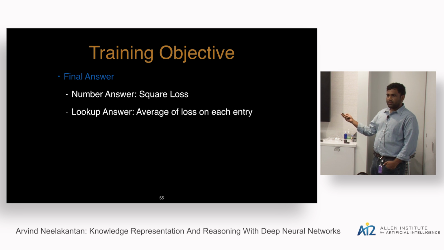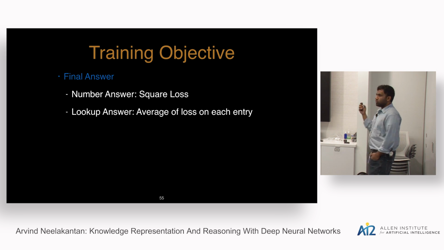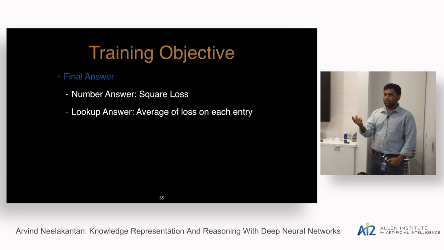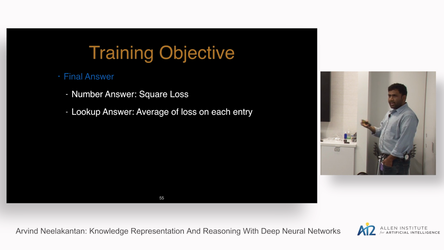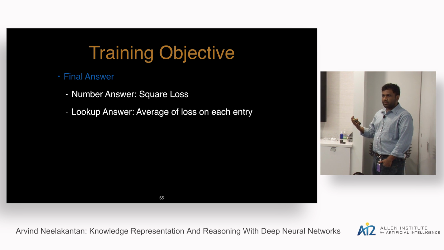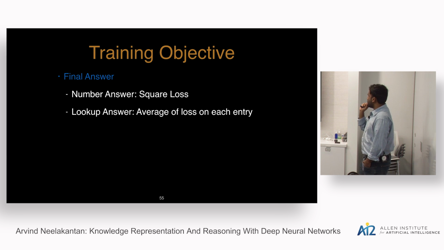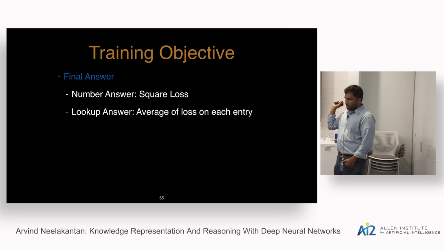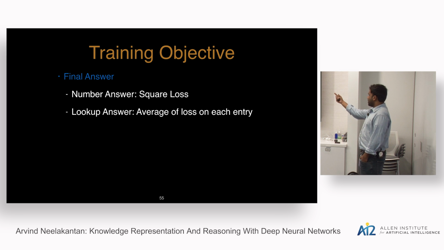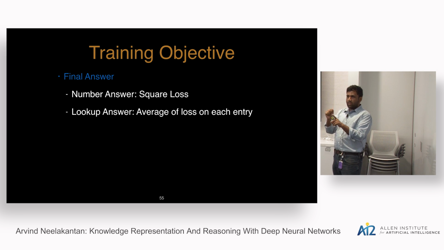So the training objective is a non-differentiable loss function, and it's also not very informative, right? Because there are thousands of programs, and the chances of getting a positive reward are very small. So what we do is, the model has to again either output a number or a lookup, right? And for number answers, we use the square loss after normalizing the numbers.